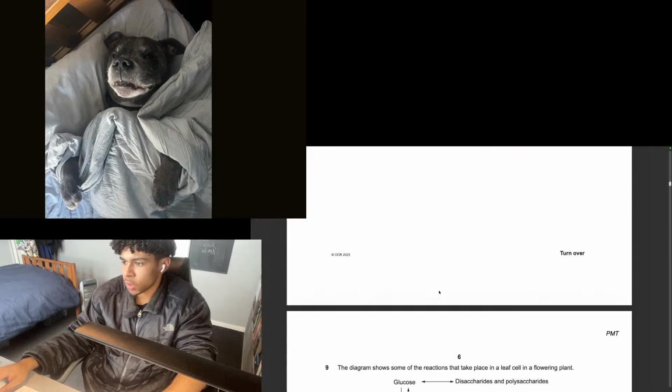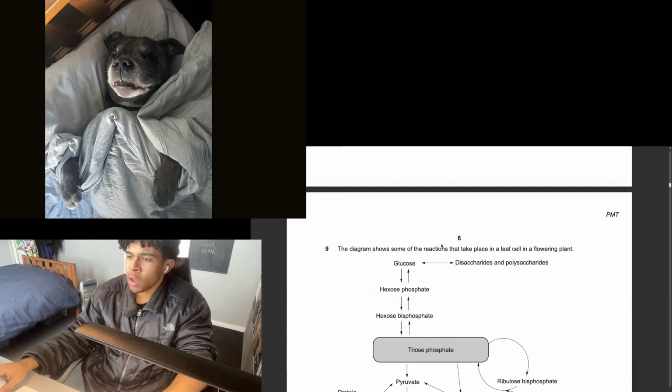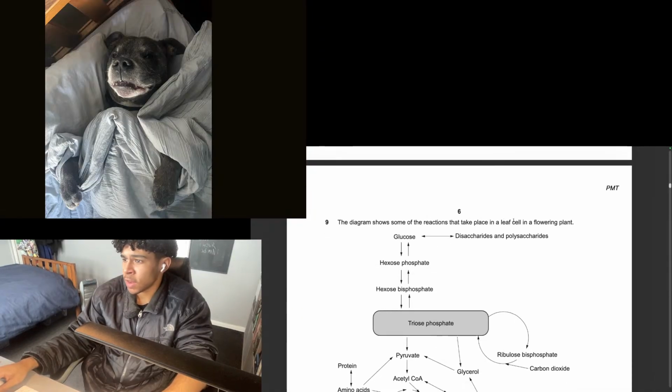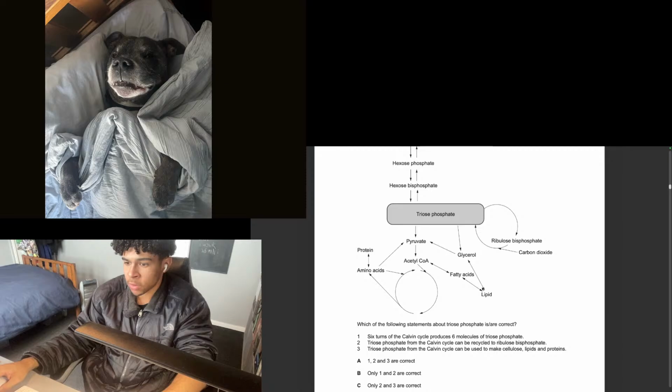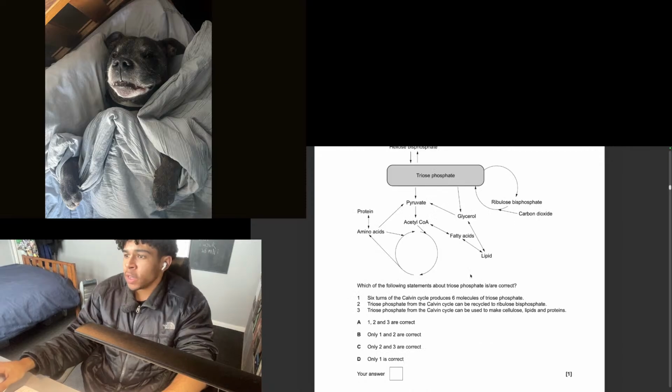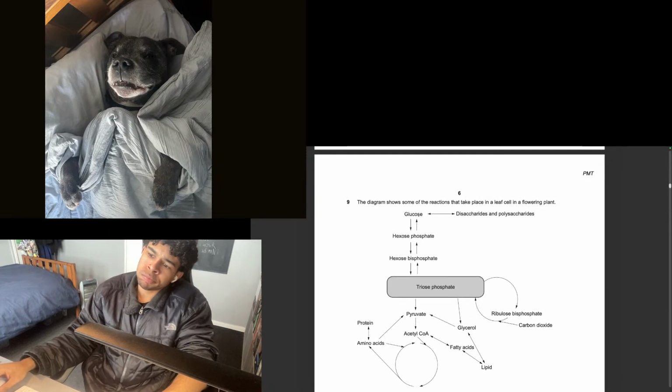Okay, and move on. The diagram shows some of the reactions that take place in the leaf of the plant. Oh, I had this question on my exam actually the other day. Okay, that's glycolysis. This is the Krebs cycle. This is the Calvin cycle.